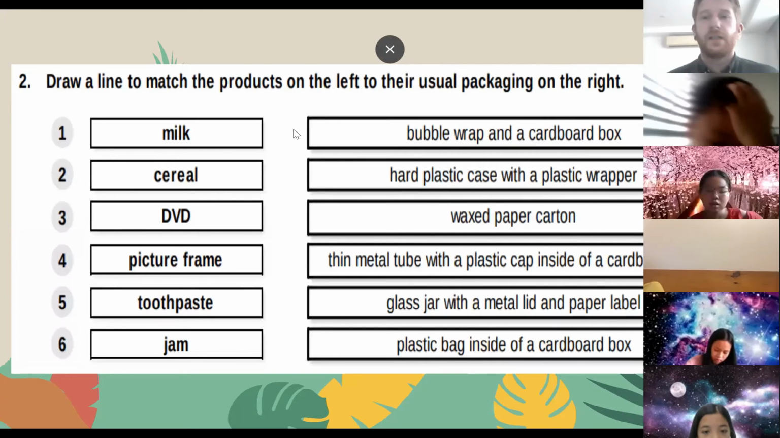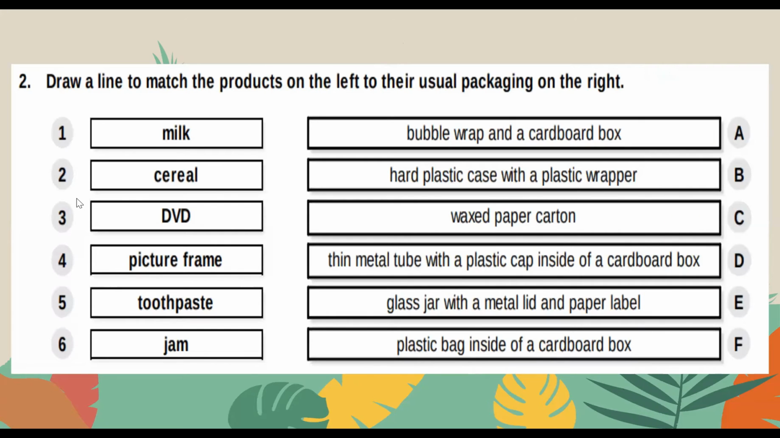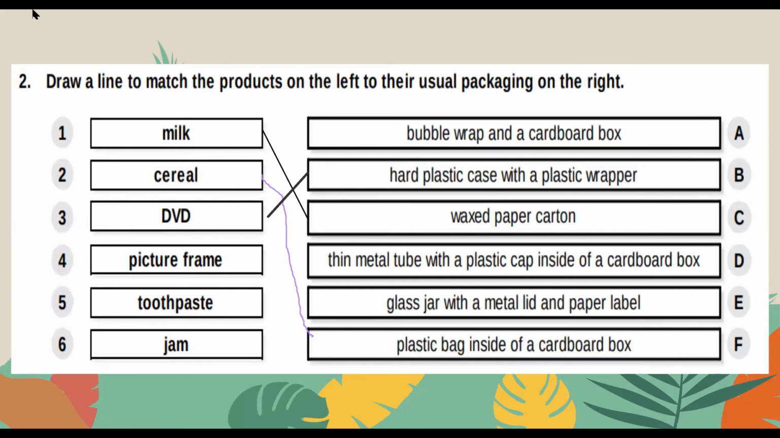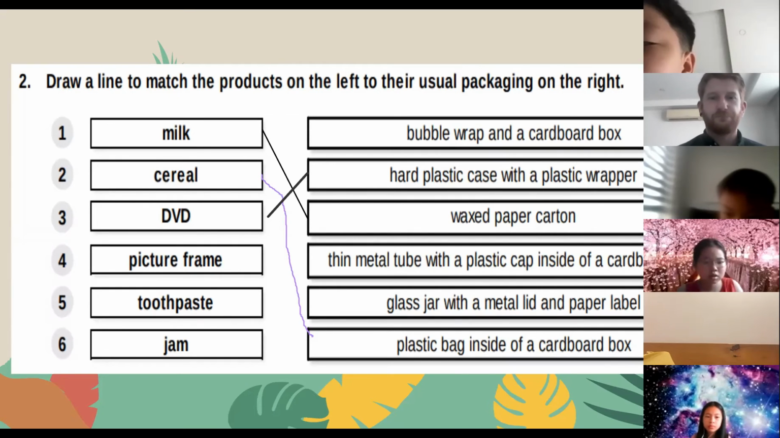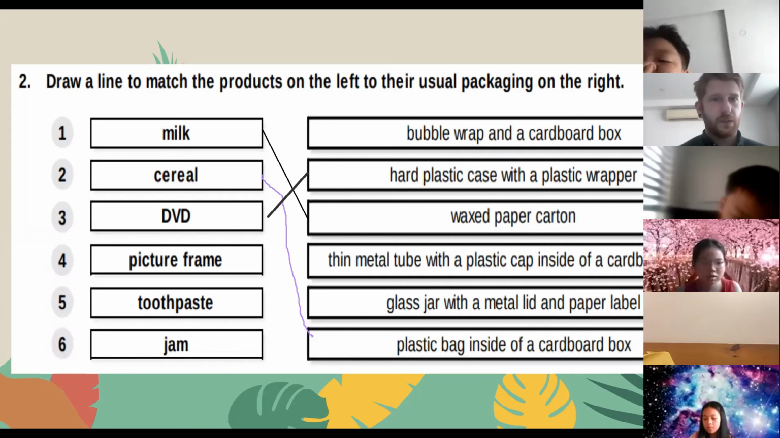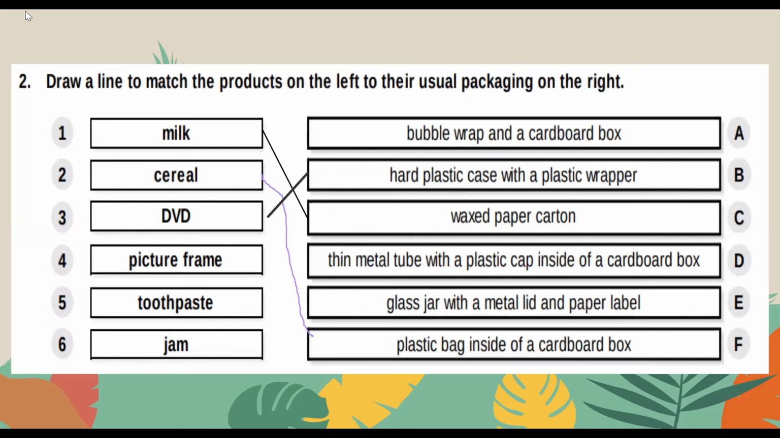Here's a quick example. So, Ginny, can you draw a line, please, from milk to the packaging that it is needed for? It's a waxed paper carton. Okay. Minnie, can you draw a line for cereal as well, please? See, for DVD. Good stuff. Rosie, for a picture frame, please. But I cannot draw the screen. Okay, monkey, draw my screen, please. Picture frame goes to where? And Elsa for toothpaste, please. Yep. Perfect.